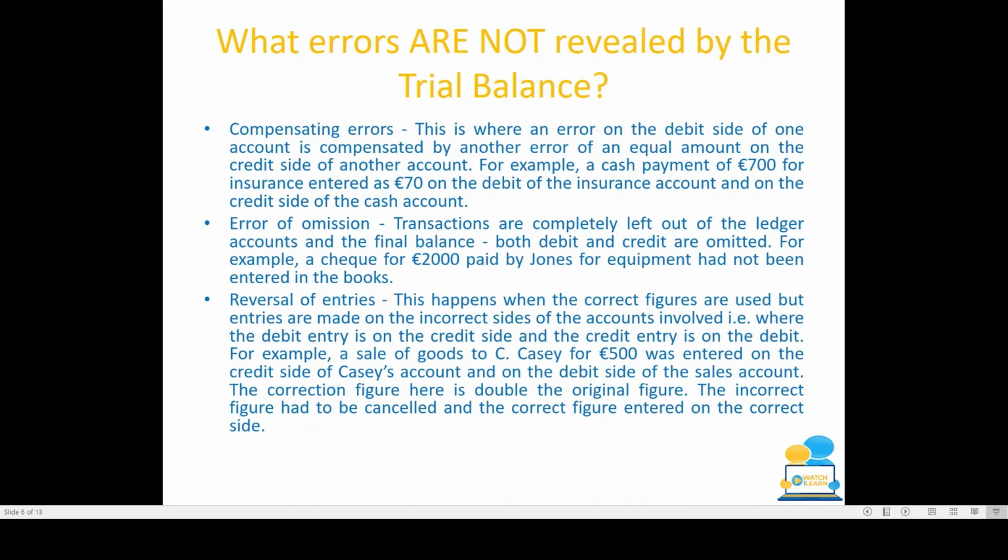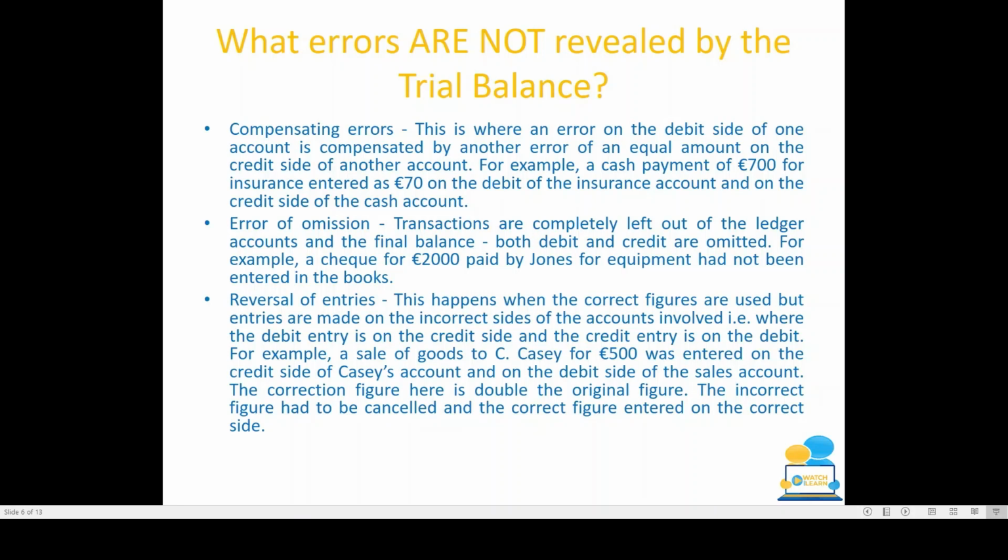Compensating errors. This is where an error on the debit side of one account is compensated by an error of an equal amount on the credit side of another account. So for example, a cash payment of 700 for insurance entered as 70 in the debit side of the insurance account and on the credit side of the cash account. So again, they're put in the right accounts, but just the wrong amount. And so instead of it being 770, it was placed on both sides, the debit and the credit, which means it would balance.